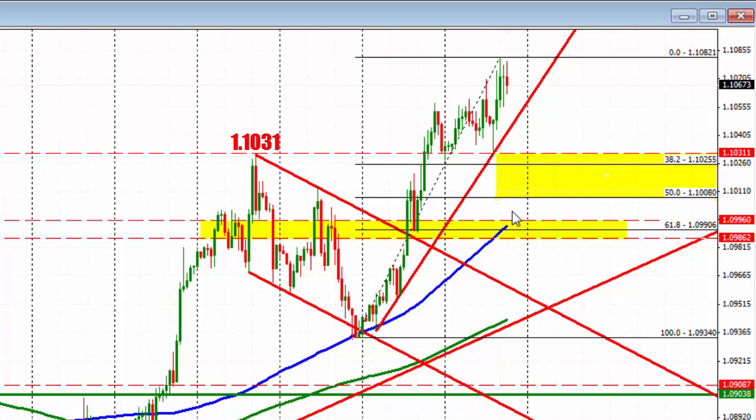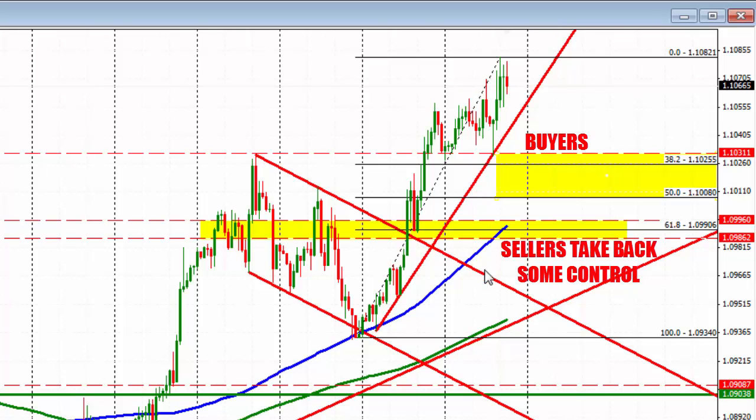Initial support. If the market can stay above that level, who's in control? The buyers remain in control. If we move below that level, who's losing control? The buyers are losing some control. It doesn't necessarily mean the buyers or the sellers are taking full control back, but they are winning a battle getting below that level.